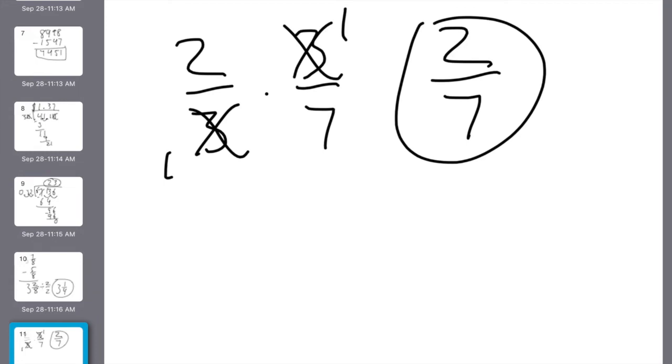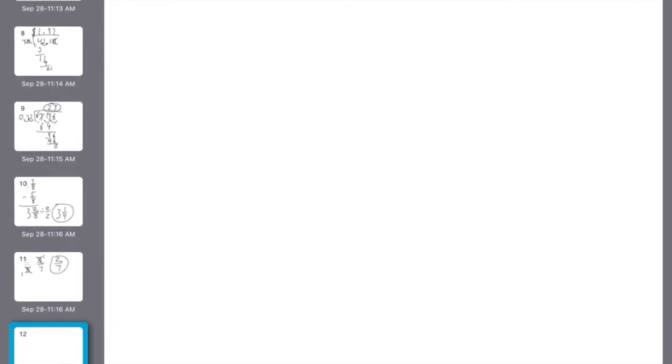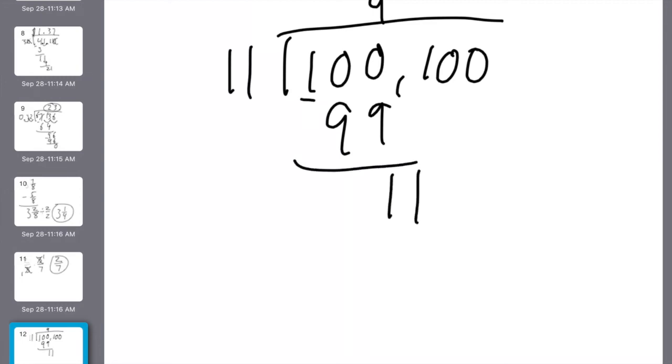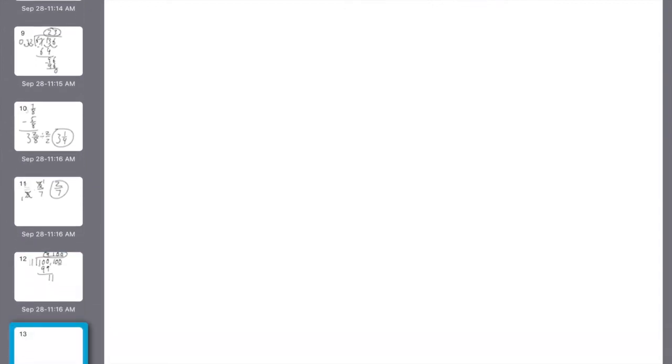24. I have 100,100 divided by 11. 11 goes into 10 9 times. That's 99. I subtract. I get a 1. I bring down a 1. 11 goes into 11 once. 11 goes into 0, 0. 11 goes into 0, 0. So I have 9,100.